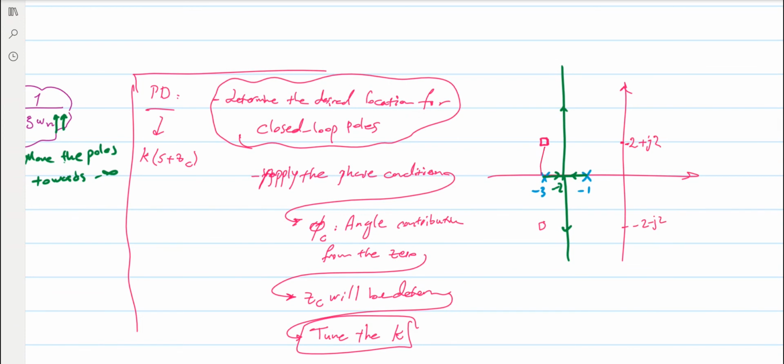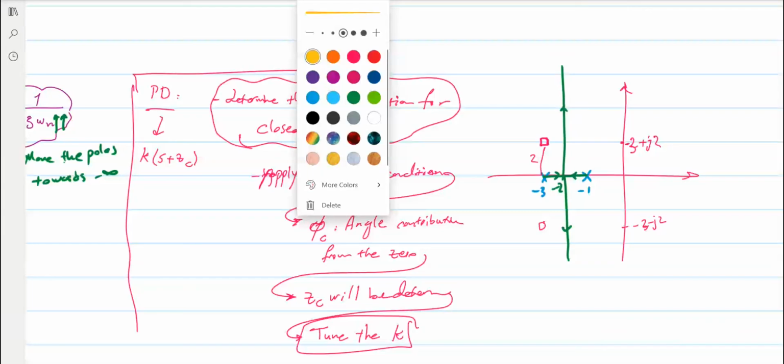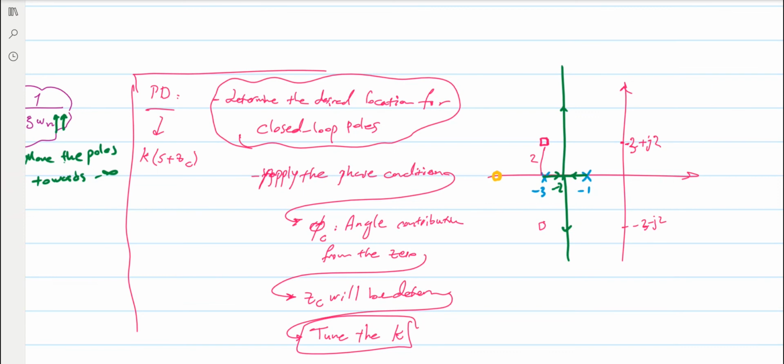Okay, so this distance is 2, -3 indeed, -3 plus j2 and -3 minus j2. And obviously with a proportional controller it is not possible. Then we say that let's introduce a 0, so the 0 of the controller will be placed somewhere like this.